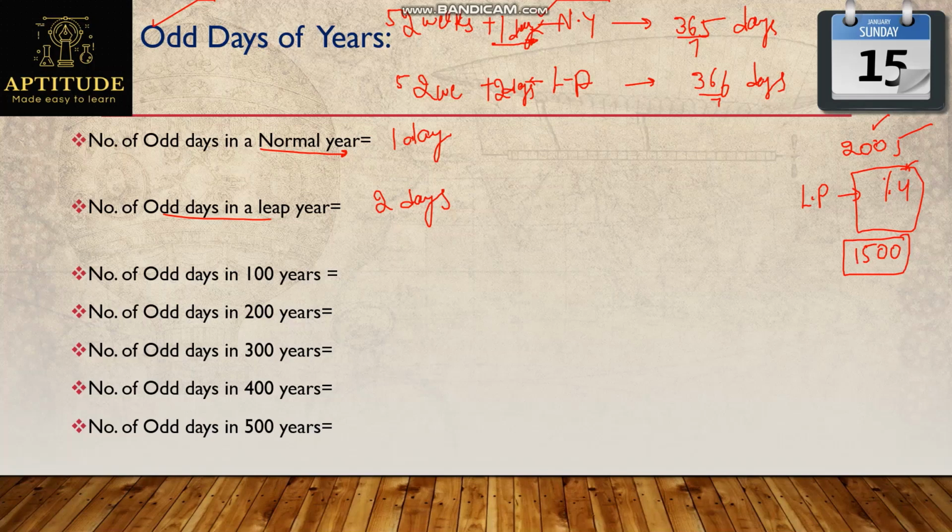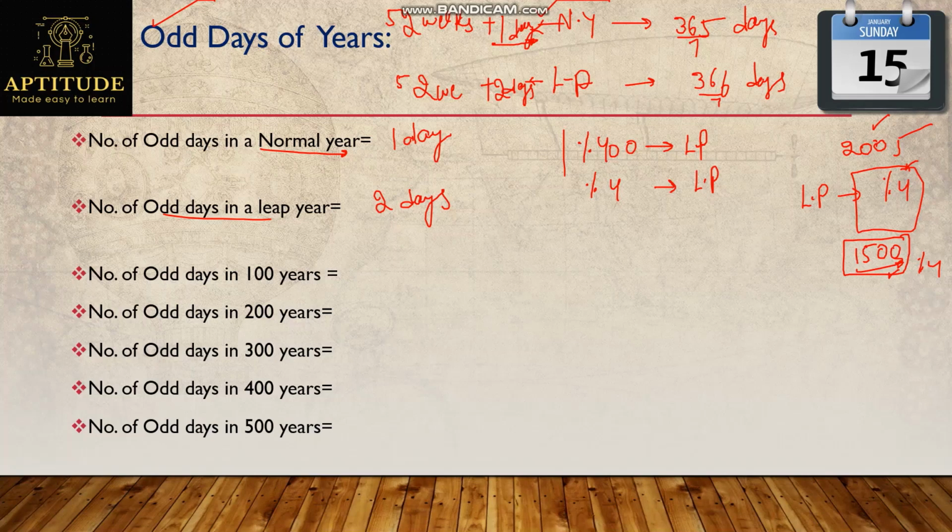Of course, this is divisible by 4, but it is not a leap year. Why? Because whenever a year ends with two zeros, we call it a century year. Every century year should be divisible by 400 in order to be a leap year. Every other normal year should be divisible by 4 in order to become a leap year.